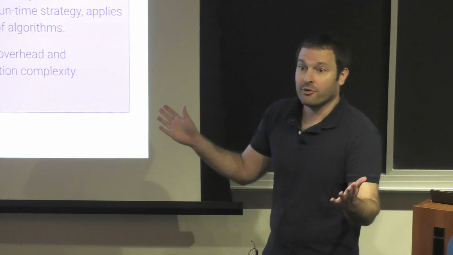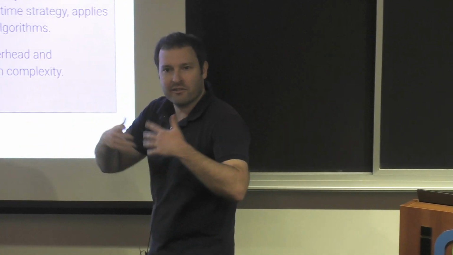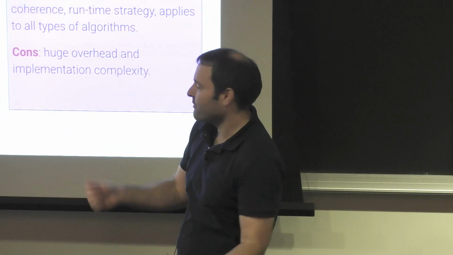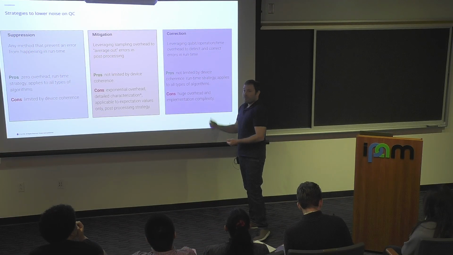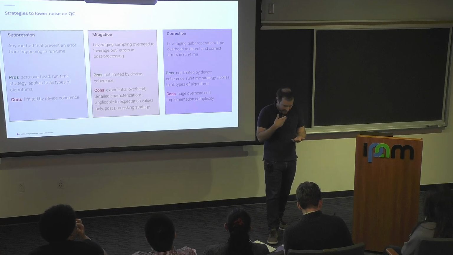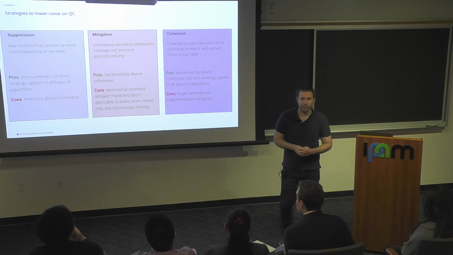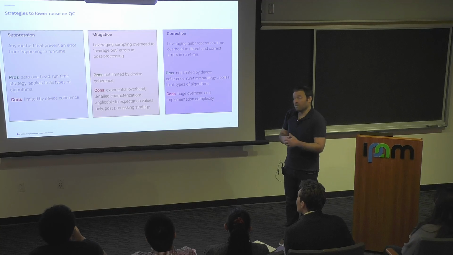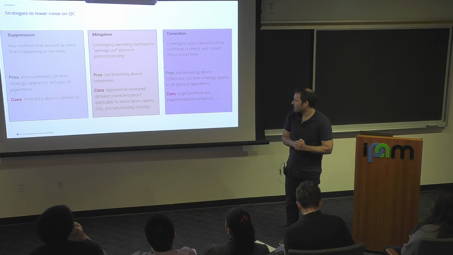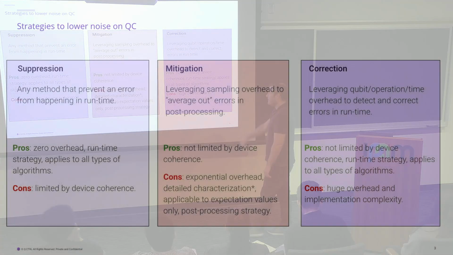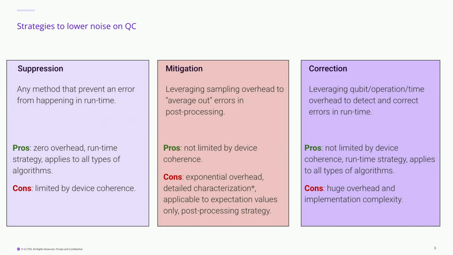It's not limited by device coherence. In general, if your code is good enough and you execute it good enough, you can get as low errors as you want. It's a runtime strategy, right? You correct error as you run the algorithm. You don't do it in post-processing, right? So in general, you can run any type of algorithm that you want. Cons, or huge one, huge overhead, right?